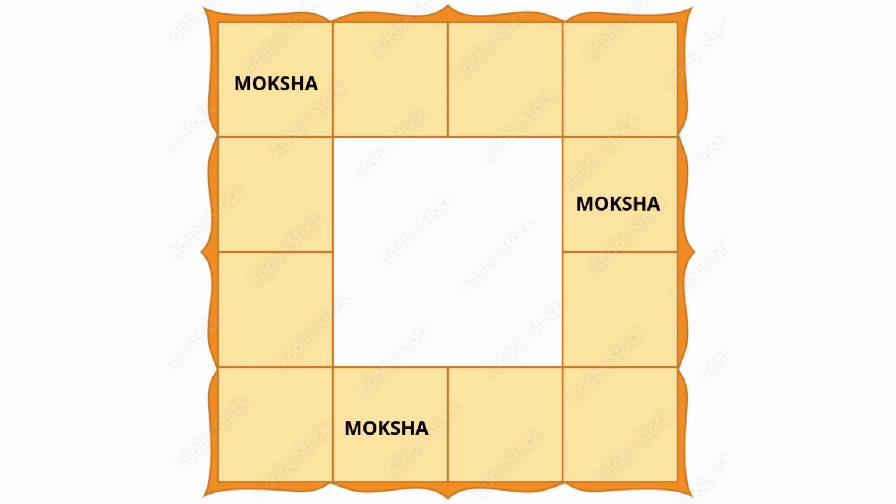Moksha houses or houses of liberation. These are the houses 4, 8, and 12. These houses are associated with liberation, spirituality, and the end of cycles. They represent home and emotions in the 4th house, transformations and occult matters in the 8th house, and spirituality and detachment in the 12th house.